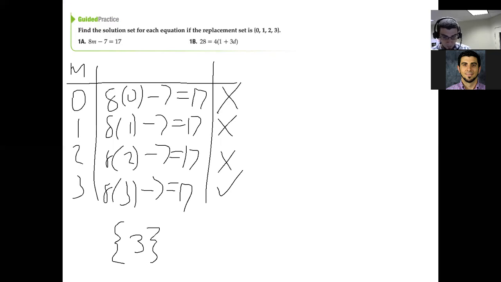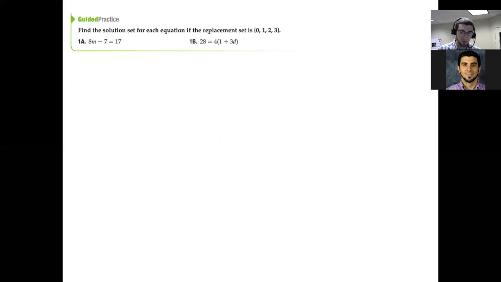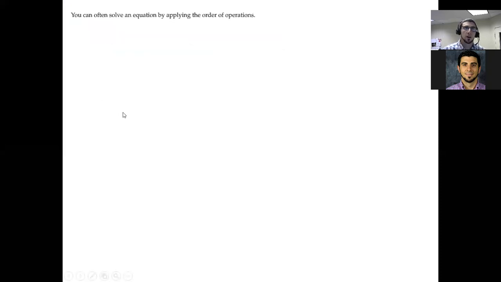Okay? Now we go ahead and do the same thing for 1b, and it turns out that the solution set is just 2. I'm not going to run through all of that, but if you wanted to go over that in person, reach out to me and we can go over that one together. Okay? All right, you can often solve an equation by applying the order of operations.